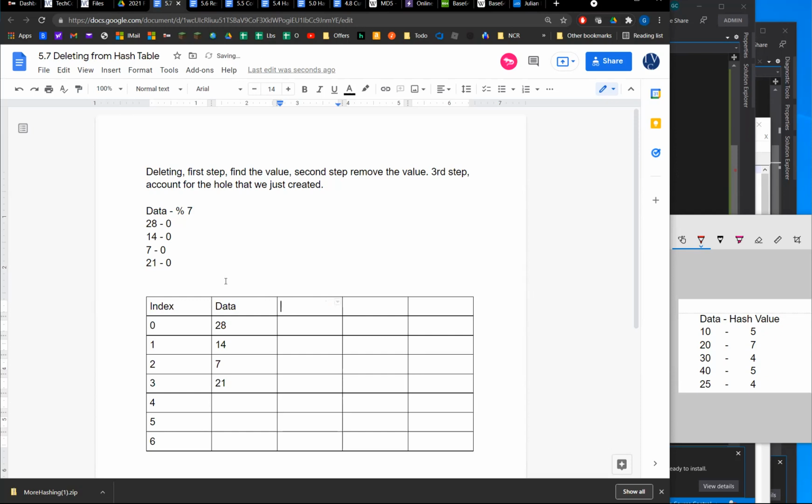I don't need a whole table. So if we do lookup here for any of these values, lookup 21 comes to 0, not a match, not a match, not a match. We find 21. We say yes, it's in the table. Same thing for 7, 14, 28. If we look for 35 or any other value, we'll see it's not in the table because we find an empty position on the lookup.